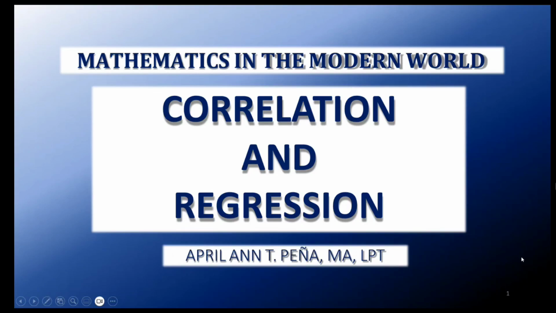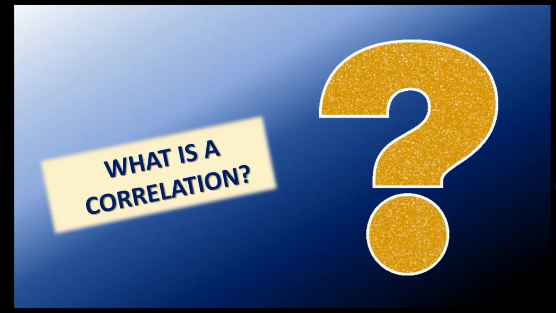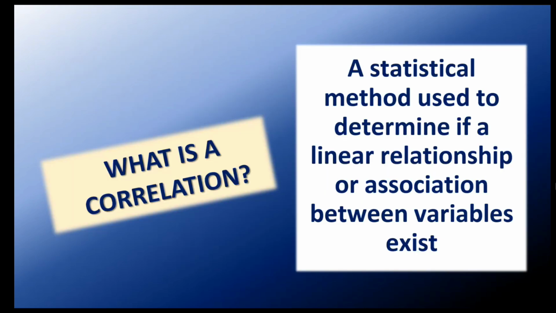Okay, for the correlation and regression, this is the sixth subtopic under data management. So what is correlation? It is a statistical method used to determine if a linear relationship or association between variables exists.